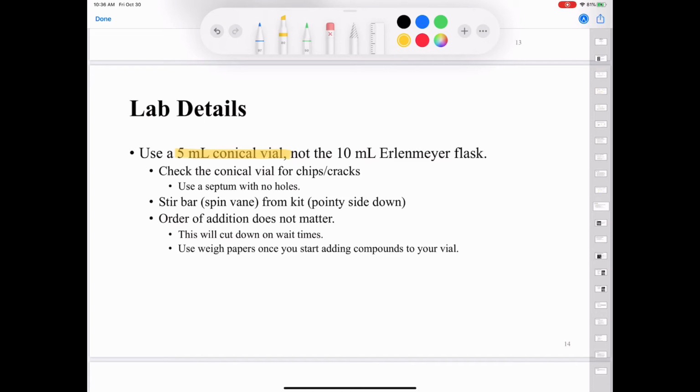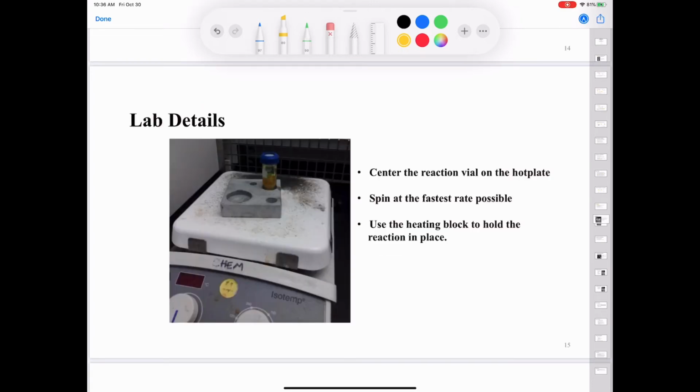The order of addition doesn't matter, whether you add the 9-anthraldehyde or the benzyl triphenylphosphonium chloride first, and that should cut down on wait times. Here's a picture that I took in a previous semester of a student's reaction. You can see the 5 ml conical vial here. You can also see that it's held in the heating block so that the conical vial won't fall over. You want to spin the spin vane, which is in here, at the fastest possible rate. So you're going to want to adjust the spin rate so that it's fast enough that you can get the maximum amount of stirring, but you don't want to do it too fast because then it will cease to stir.